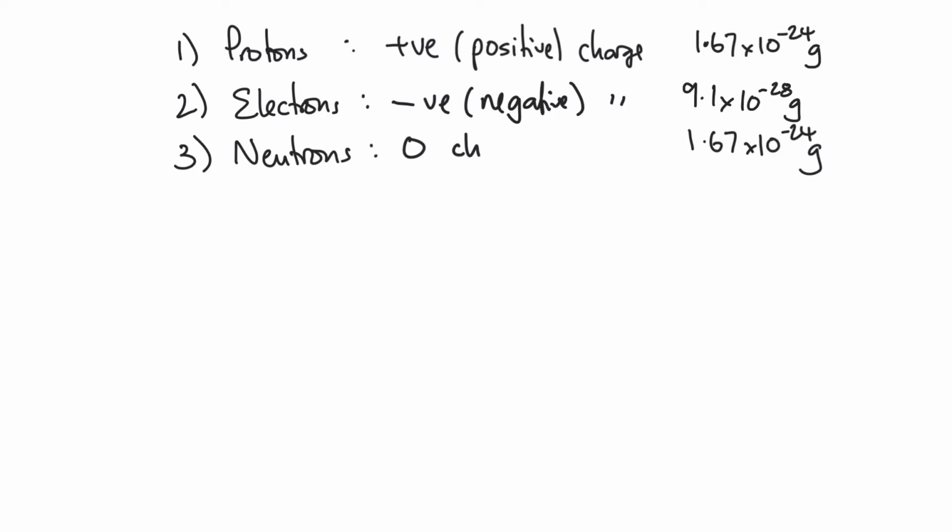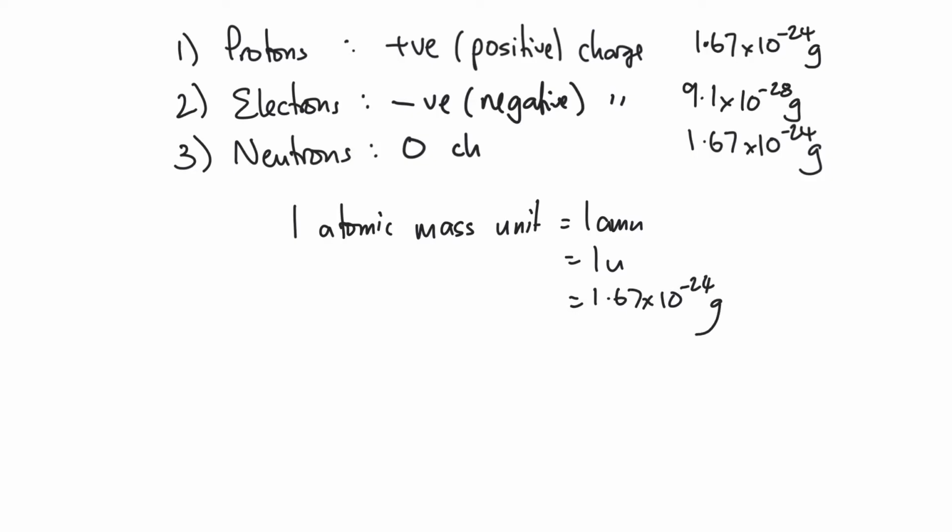In fact, normally what we do is we invent the atomic mass unit as a way to avoid writing these incredibly small things. So 1 atomic mass unit, or 1 AMU, or 1 U for unified unit, we define as 1.67 times 10 to the minus 24 of a gram. So what do we have here? We have a proton, which has a mass of 1.67 times 10 to the minus 24 of a gram. That's 1 atomic mass unit. The same for a neutron. And the electron, it's about 2,000th of an atomic mass unit.